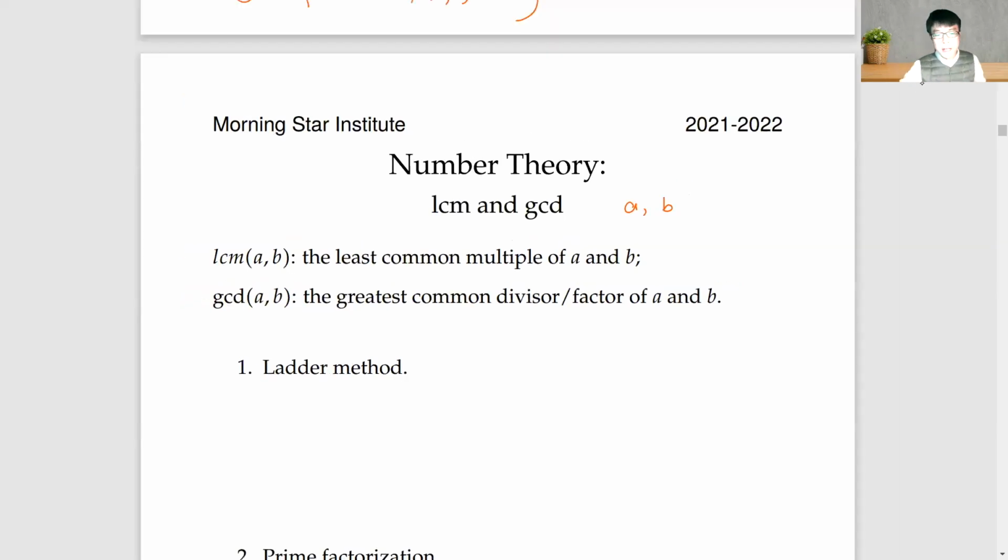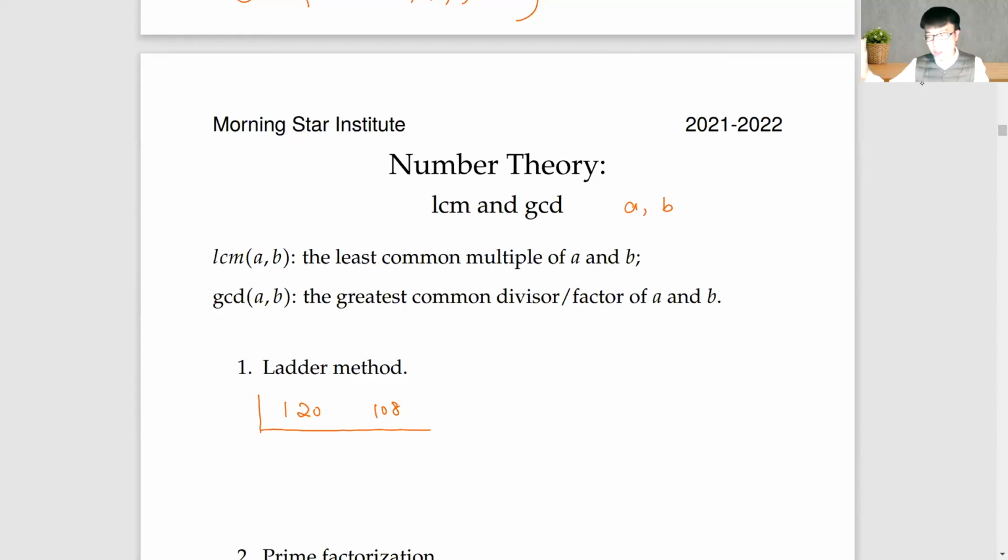So the question is how to find LCM and GCD. There are two typical methods required in AMC 8. One is called the ladder method, and the other is prime factorization. Let me briefly show you how to do the ladder method and the prime factorization. So I will take an example. Let's take 120 and say 108. For simplicity, let me take small numbers here, but it applies to big numbers. Ladder method means we just check their common factor. 120 and 108. We see what's the common factor.